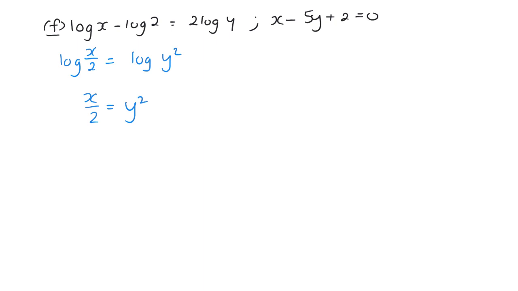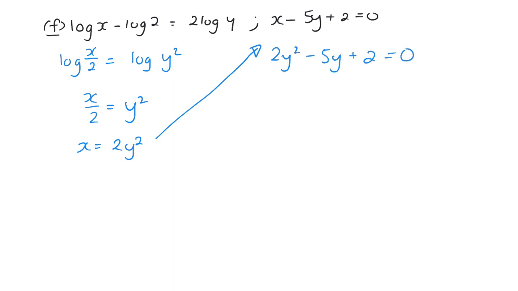Okay, so the log of one thing equals the log of something else. We can say that x over 2 has to equal y squared. So x is going to be 2y squared. So I'm going to then substitute that in to this equation. So where I see x, I'm going to replace it with 2y squared. So we'll get 2y squared minus 5y plus 2 equals 0. And now you just have a quadratic to solve. So you can factorize it, you can use the formula, you can use your calculator, however you want to solve it. And you get that y is a half and 2.